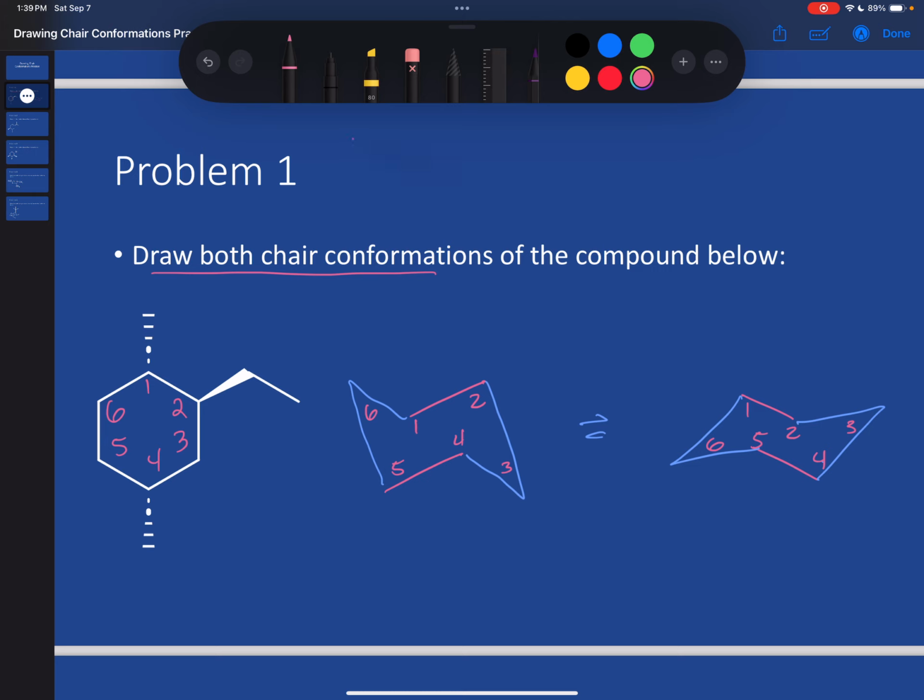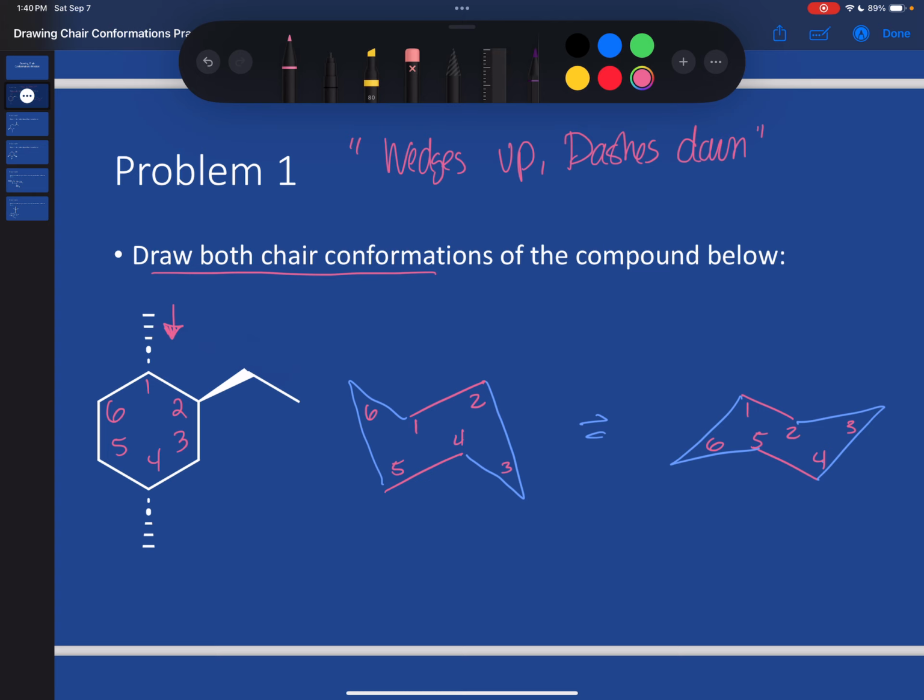The phrase that I always think of when drawing chairs is wedges are going to be up, dashes are going to be down. And that's going to help me figure out axial and equatorial. So if we look at our first substituent here, we have a methyl group. It is on a dash. So with my phrase, that means this should be in a downward position.